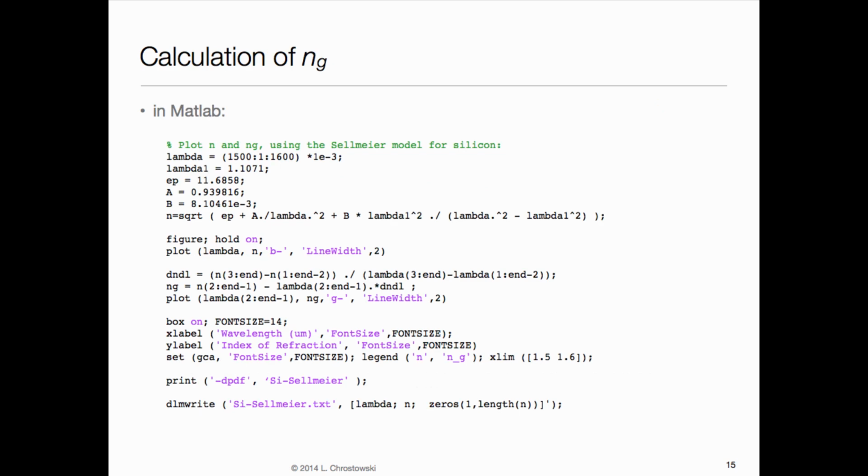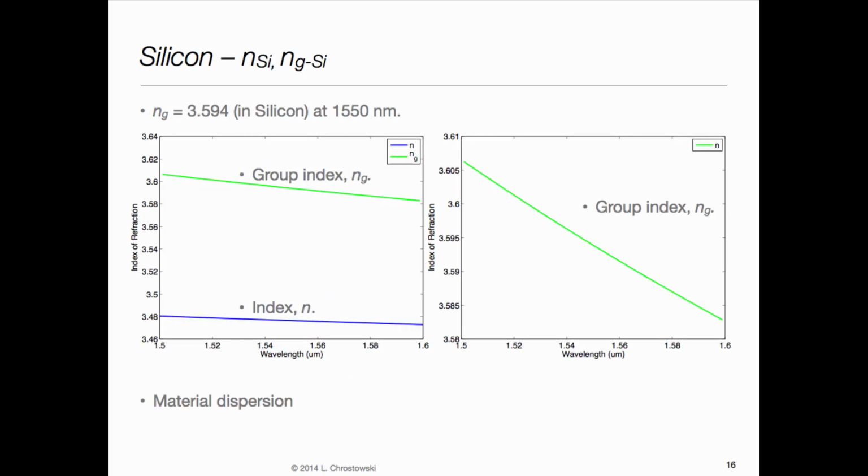If we know the mathematical expression for the index of refraction, we can calculate the group index. The MATLAB code shown here creates a plot of both the refractive index and the group index of silicon. This is the result. As you can see, the group index is higher than the refractive index. This is due to the negative slope of the refractive index versus wavelength. Since the speed of a pulse is related to the group index, this means that information always travels slower than the phase velocity as described by the refractive index.